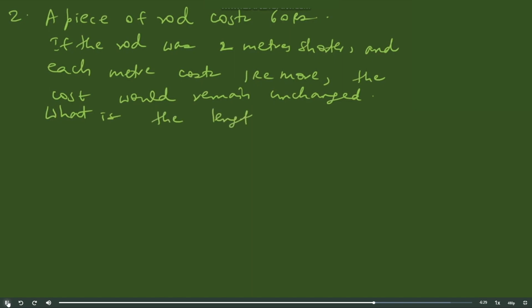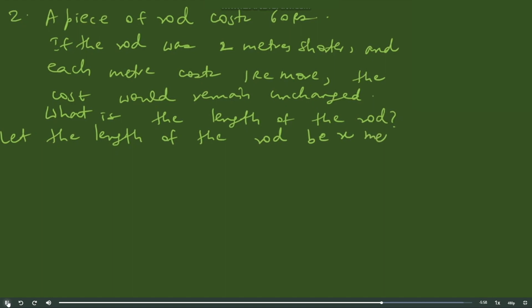What is the length of the rod? A piece of rod costs 60 rupees. If the rod was 2 meters shorter and each meter costs rupees 1 more, then the cost would remain unchanged. What is the length of the rod? Okay, so let us take the solution. Let the length of the rod be x. Simple thing is, whatever they're asking you, let it be x value. Okay, x meters, and you have to say x meters.